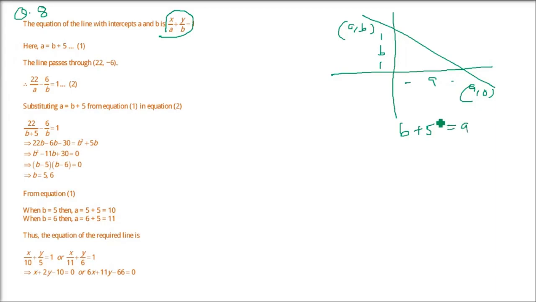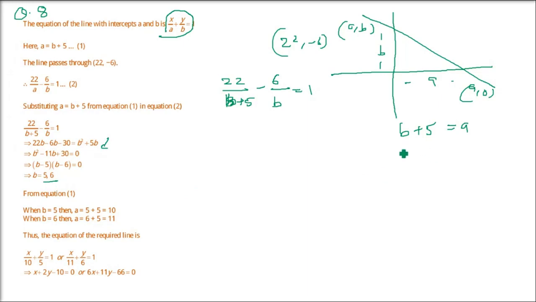One more thing is given. Now it is passing through (22, -6). So we have 22 in place of x, and in place of y, you put minus 6. So what do you get? You can put b as a minus 5, or either way you can change a or you can change b. You have to find a and b both. So 22 by (b plus 5) plus (minus 6) by b equals 1. There will be a quadratic equation. b will be equal to 5 and 6.